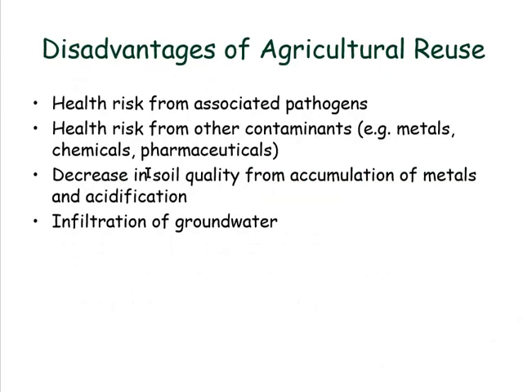Disadvantage: there are a few things we should consider when we are using wastewater. There could be health risk. If pathogens are present in the wastewater you are using, then there is a health risk, and also a risk because of metals and chemicals. Also, if you use this wastewater continuously on the soil and the water is acidic, then it may damage the soil quality.